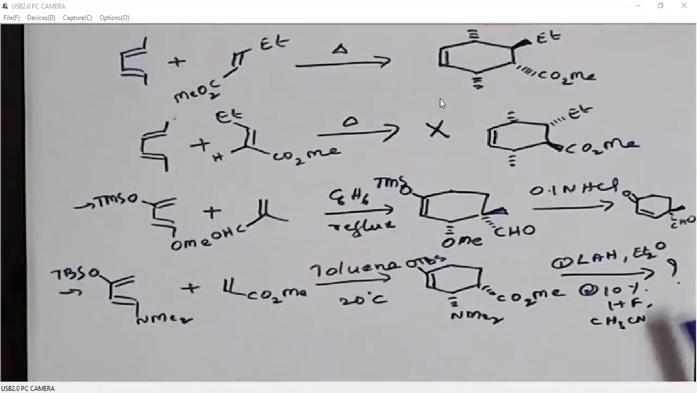Right? LAH reduction is for the ester, so the ester will be converted to alcohol. HF is used to deprotect any silicon functional groups. So TBS, tert-butyldimethylsilyl, this silicon group will be deprotected using HF. Similarly, the NMe2 group is also leaving.